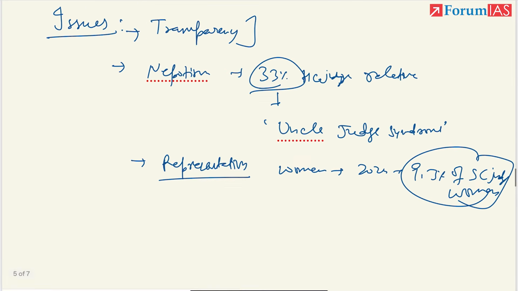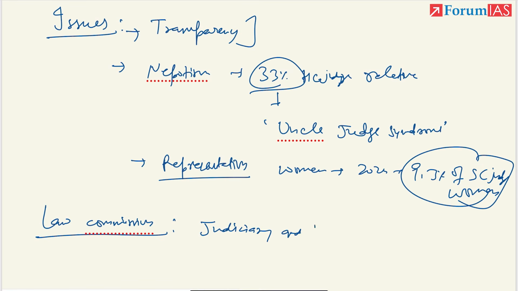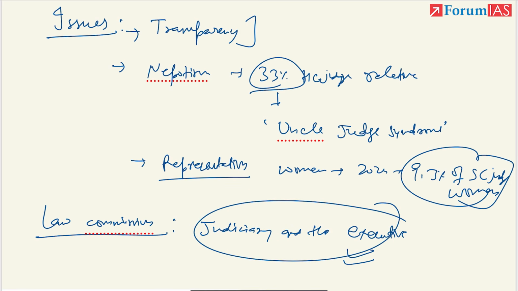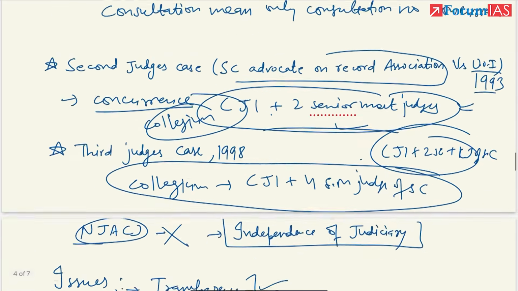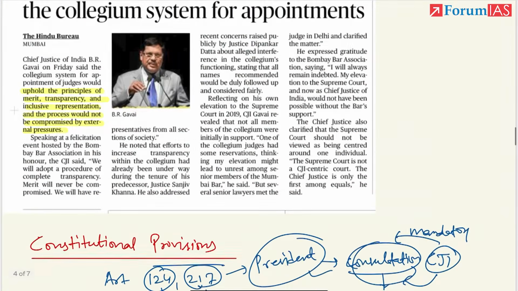So what is to be done? For this, Law Commission has recommended that judiciary and the executive, means the government, they both should have a say in the appointment of the judges. So a mechanism has to be evolved, a mechanism has to be reached where there is participation of judiciary as well as executive in the appointment of judges to maintain the transparency and accountability of the judiciary. So this is the issue about Collegium system.